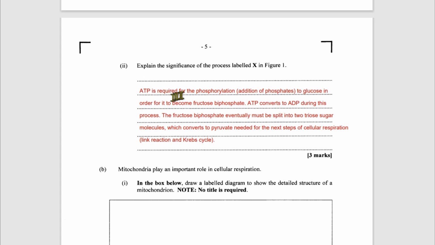So ATP is required for the phosphorylation, just a big word that means addition of phosphates to glucose in order for it to become fructose biphosphate. It becomes unstable there, and the fructose biphosphate eventually splits into 2 triose sugar molecules, the glyceraldehyde 3-phosphate, right, G3P, which converts to pyruvate needed for the next steps of cellular respiration.